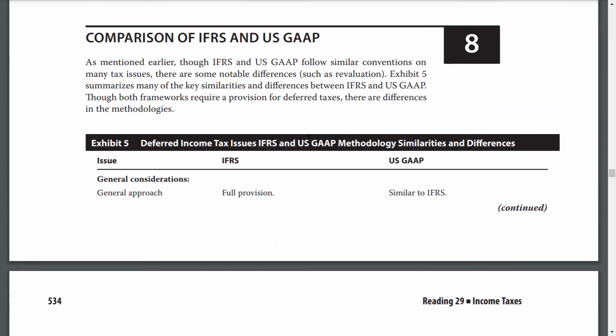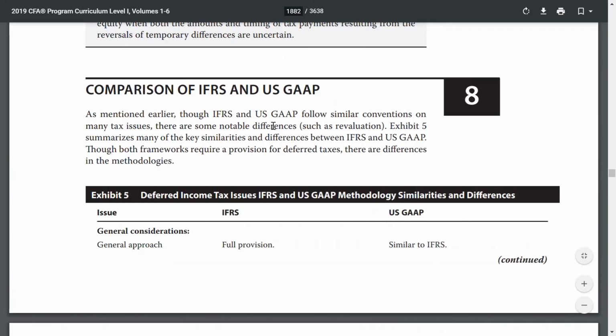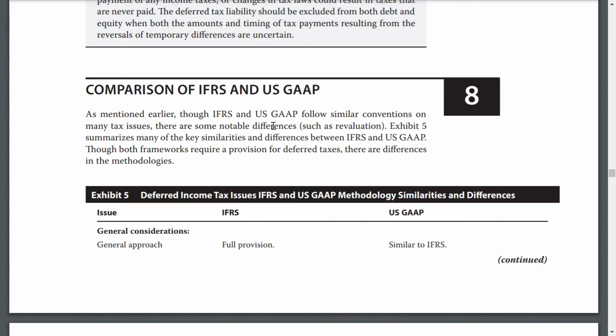Comparisons of IFRS and US GAAP: as mentioned earlier, IFRS and US GAAP follow similar conventions on many tax issues. There are some notable differences, such as revaluation. Example 5 summarizes many of these key similarities and differences between IFRS and US GAAP. Though both frameworks require the provision of deferred taxes, there are differences in the methodologies.